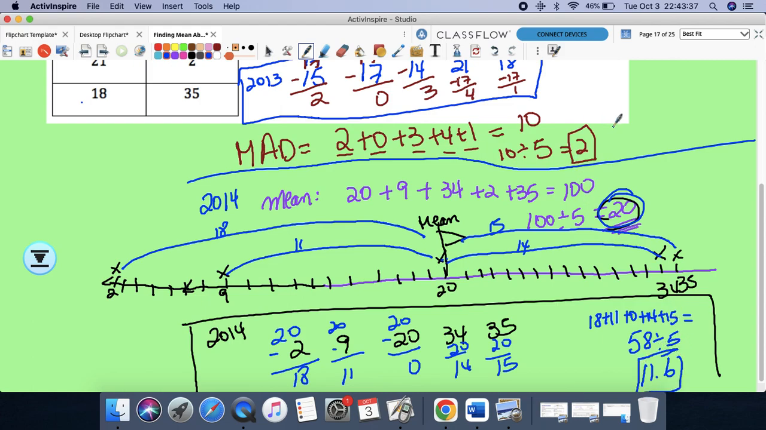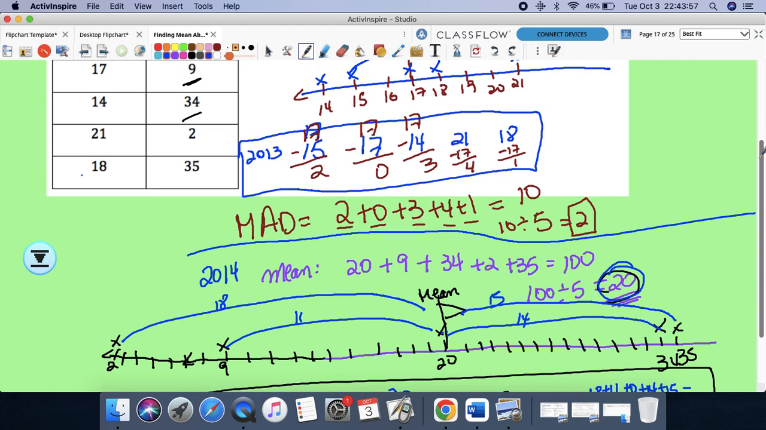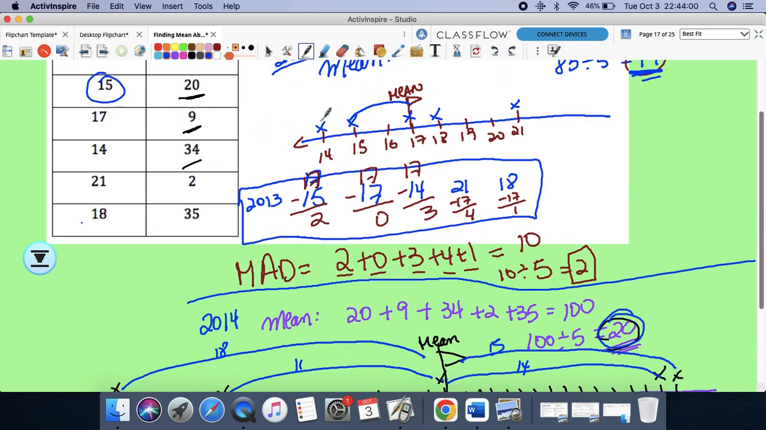So notice that in 2014, they were further away from the mean, right? Because look, their distances are very far. They're very far from the mean. In 2013, if you remember, I go up. Look, they're very close to the mean, right? So the distance in 2014 was a little bit bigger.